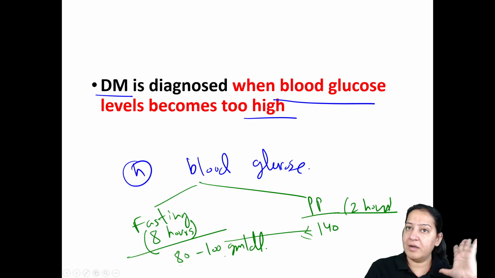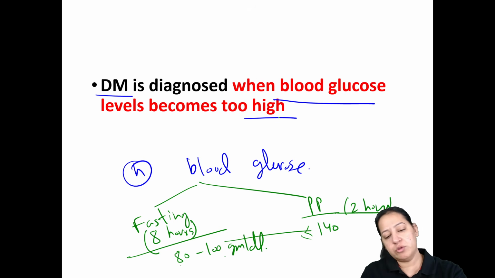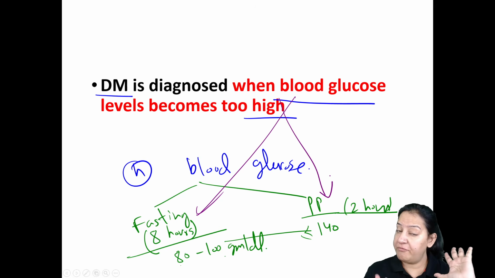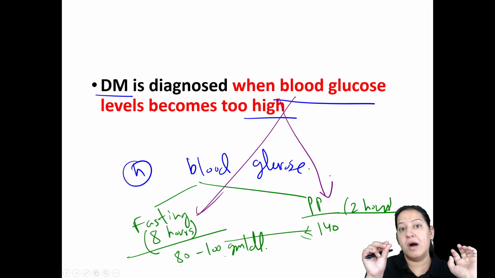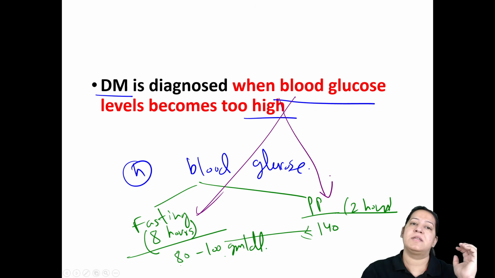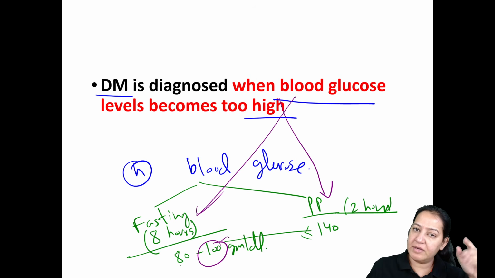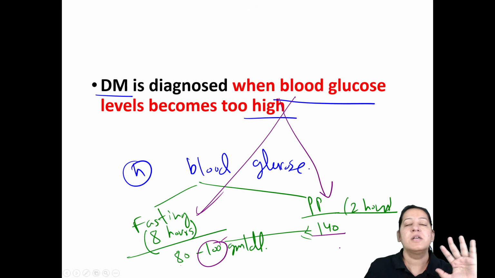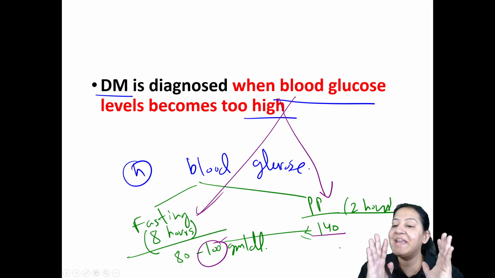But when blood glucose level becomes too high, now both will increase. The fasting will also increase and postprandial will also be high. So the person is diagnosed as, I will tell you the criteria. From which point, what is the critical criteria above which you will call the person diabetic? 100 to 125 will be pre-diabetic. If it is more than 126, it will be diabetic. 140 to 199 is pre-diabetic. More than 200 is diabetic. So we have three ranges: normal, pre-diabetic, diabetic.